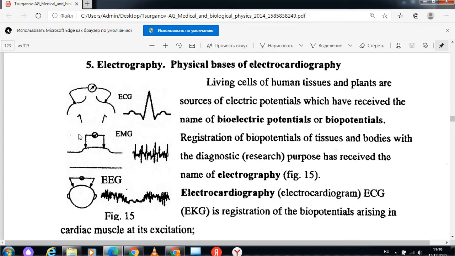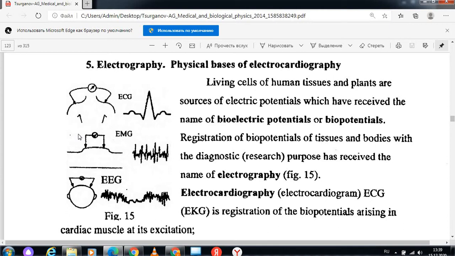ECG. In the Russian system it is different, but in the American system we have it as ECG.